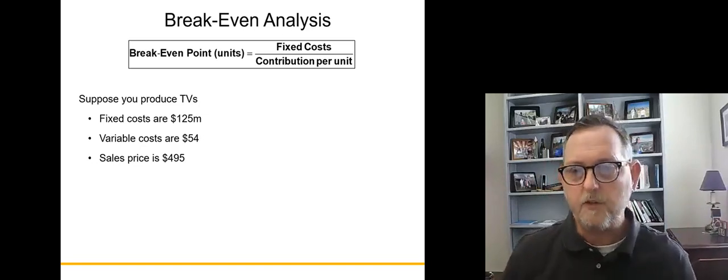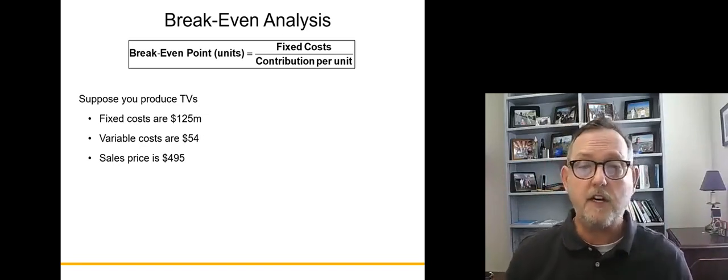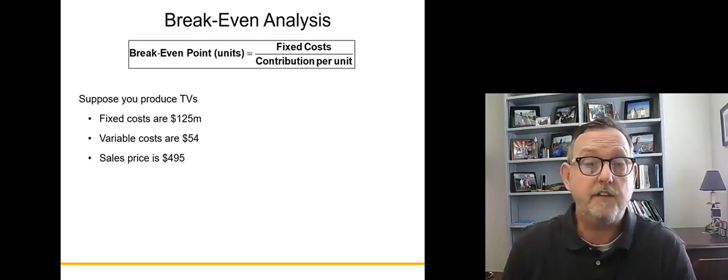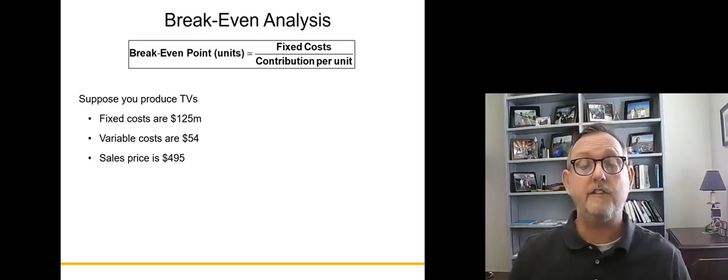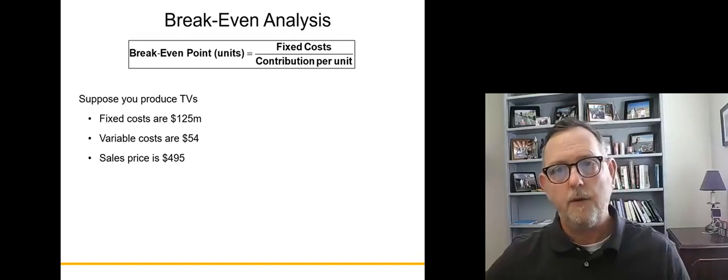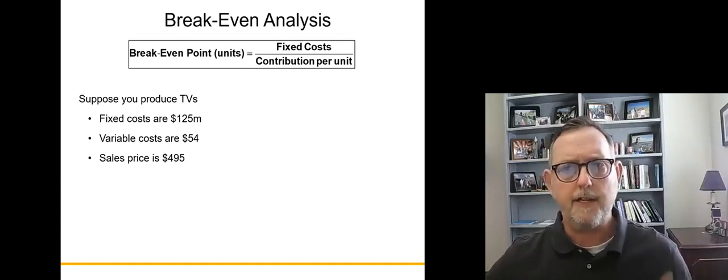So there are some examples. I'm going to have 2 or 3 different examples here. We have a fixed cost here of $125 million. Variable costs are $54. This is for a television. And we're going to sell this television for $495. Okay, so we've got our fixed costs for our formula.